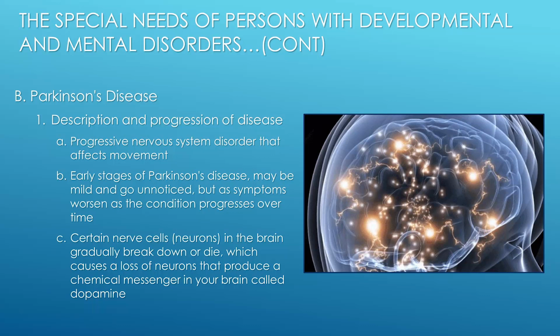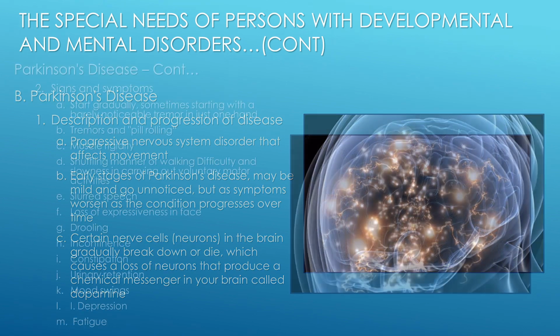Parkinson's disease. Description and progression of disease. It's a progressive nervous disorder that affects movement. Early stages of Parkinson's disease may be mild and go unnoticed, but as the condition progresses over time, certain nerve cells called neurons in the brain gradually break down or die, which causes a loss of neurons that produce a chemical messenger in your brain called dopamine.